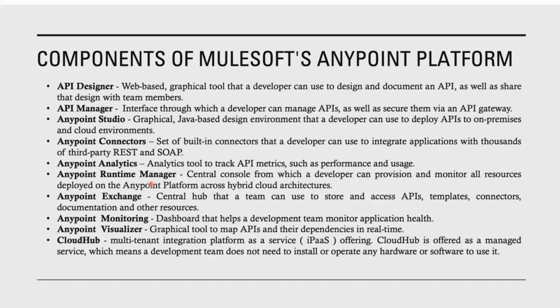Anypoint Runtime Manager is a center to provision and monitor the resources deployed on the Anypoint Platform. On the Anypoint Platform, we use CloudHub to deploy, which I'll cover later. Anypoint Monitoring is a dashboard that helps to monitor how our APIs are performing. Anypoint Visualizer is a graphical tool to map APIs and their dependencies in real time: on which applications our APIs are dependent and where we are using them.